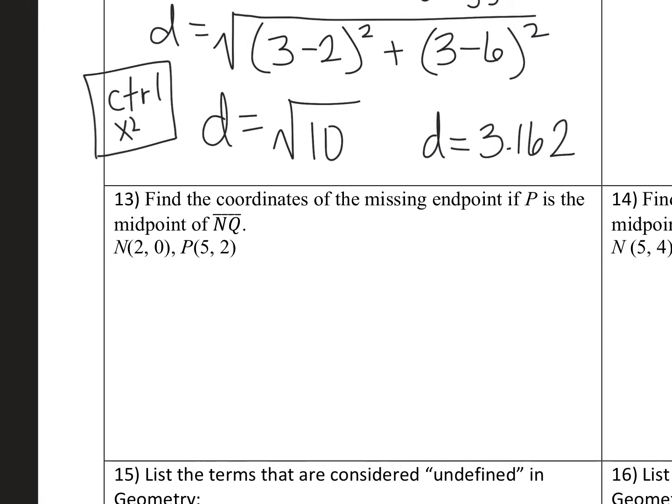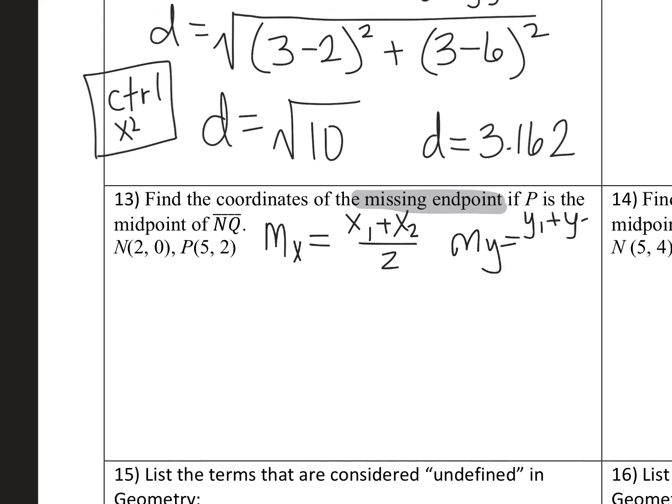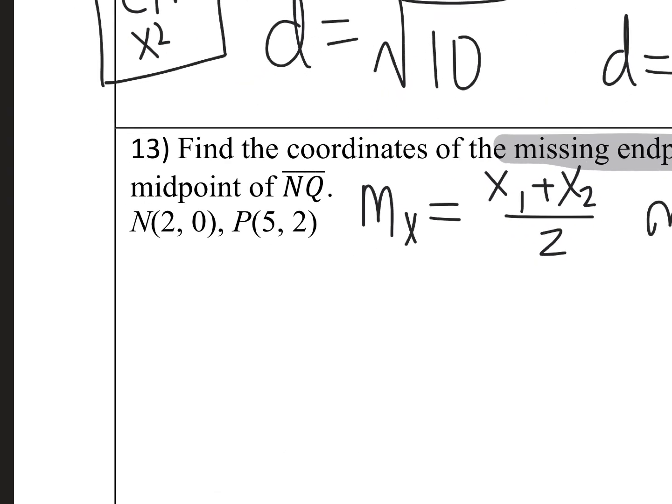Now we're going to jump back to midpoint, but this one's a little bit different. This is find the coordinates of the missing endpoint. Okay, so you know that we've been adding up our x's and dividing by 2, and that would give us the x midpoint. And we've been doing the same thing for the y's. We've been adding the y's together and dividing by 2 to find the midpoint. So let's label what we have. Now remember, this one's a little bit trickier.